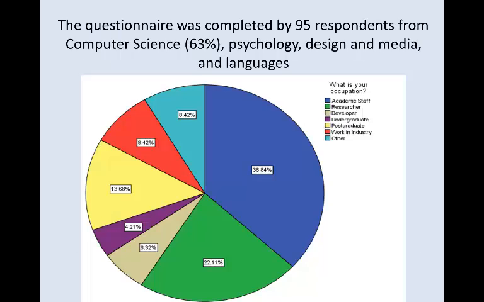We also developed a questionnaire survey which was responsive to the qualitative data. And this was completed by 95 respondents from computer science, psychology, design and media, and languages. As you can see from the slide, the vast majority of the respondents were from the computer science specialty.